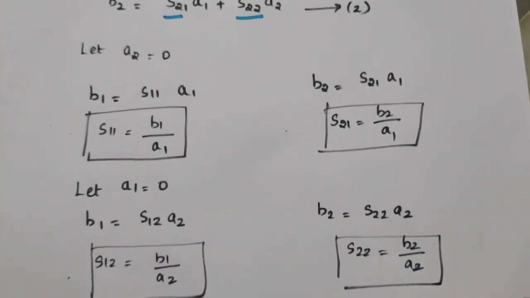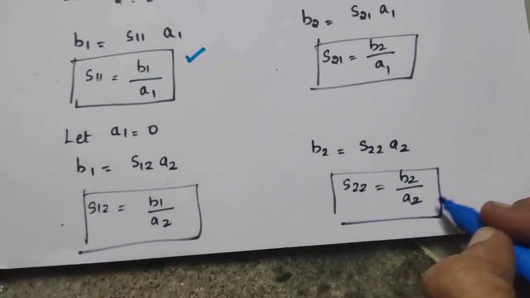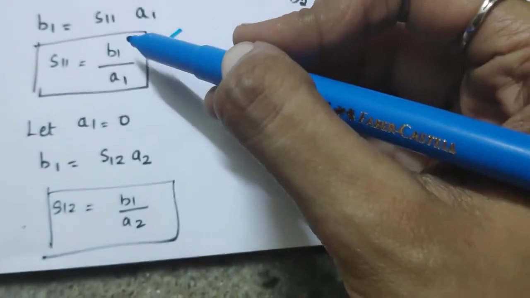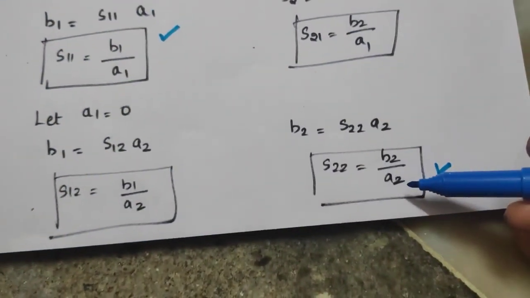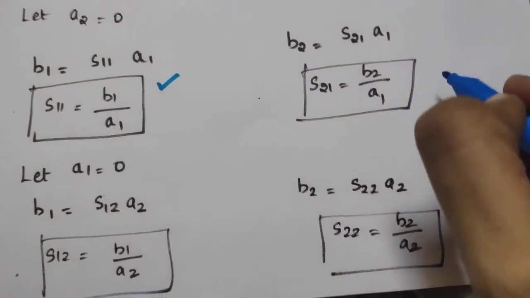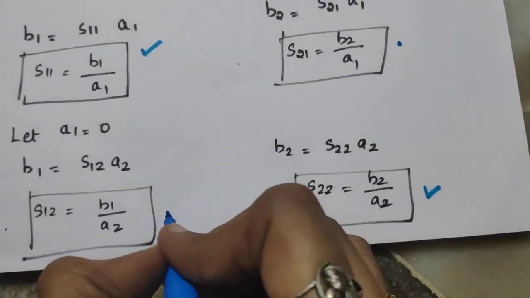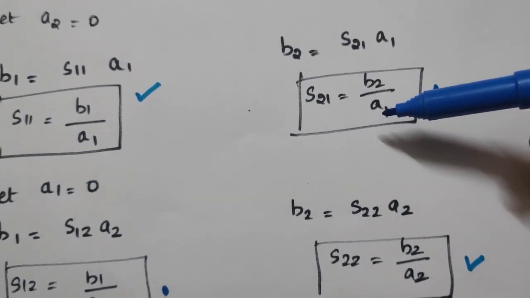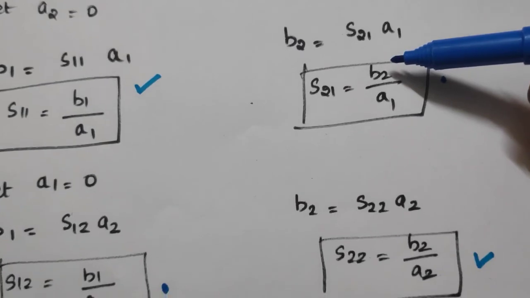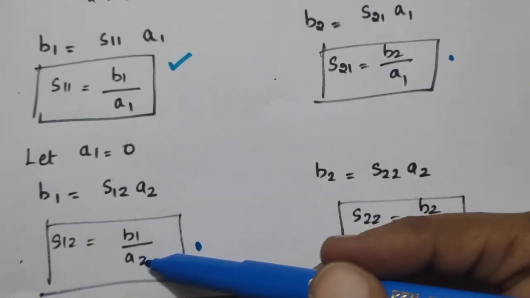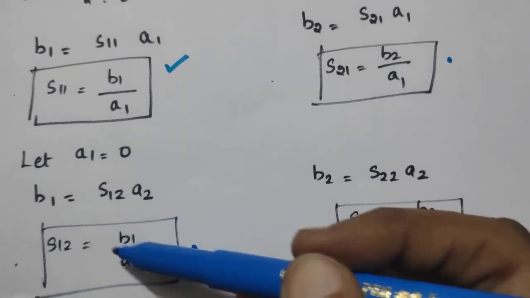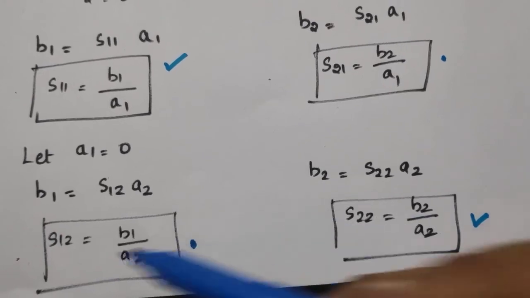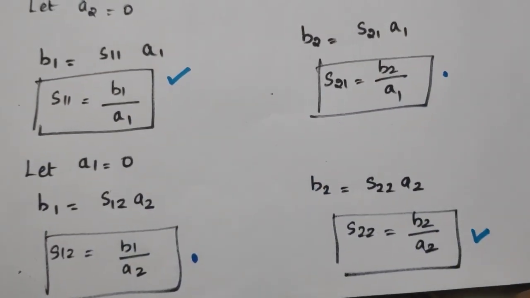Now if we see these 4 formulas, S11 and S22 are called reflection coefficients because a wave is incident at port 1 and reflected at the same port. Similarly, a wave is incident at port 2 and it is reflected at port 2. And these two terms, S21 and S12, are called transmission coefficients because a wave is incident at A1, it transmits through the network and reaches the next port, which is at B2. Similarly, a wave is incident at port 2, it reaches port 1 and it comes out at port 1. So these two are called the reflection coefficients and these two are called your transmission coefficients.